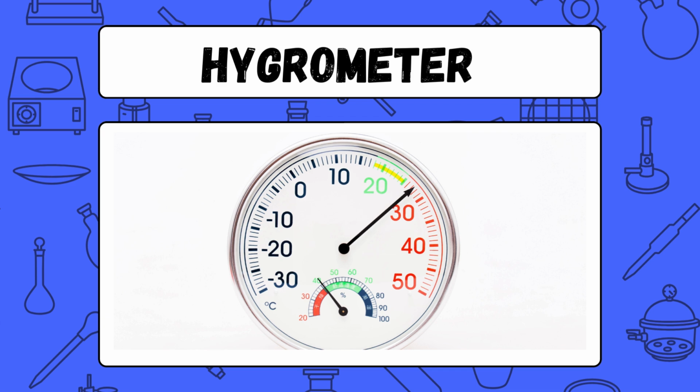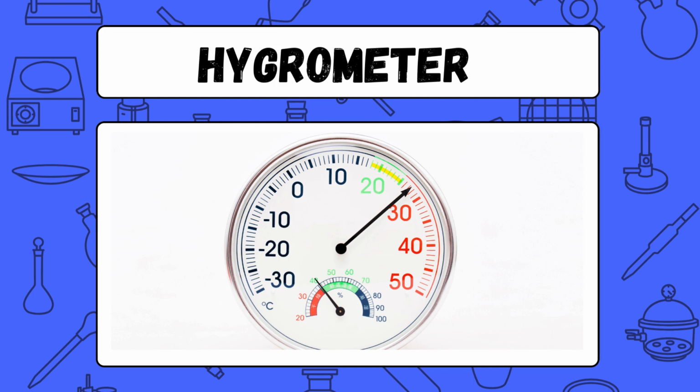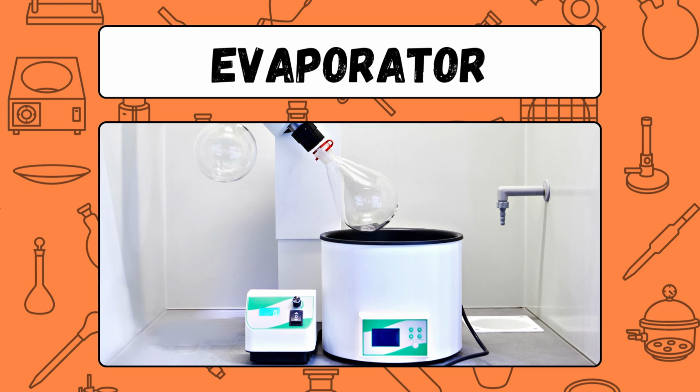Hygrometer. A hygrometer is an instrument used to measure the humidity or moisture content in the air. Evaporator. An evaporator is a device used to heat liquids and facilitate the evaporation of solvents, leaving behind concentrated substances.